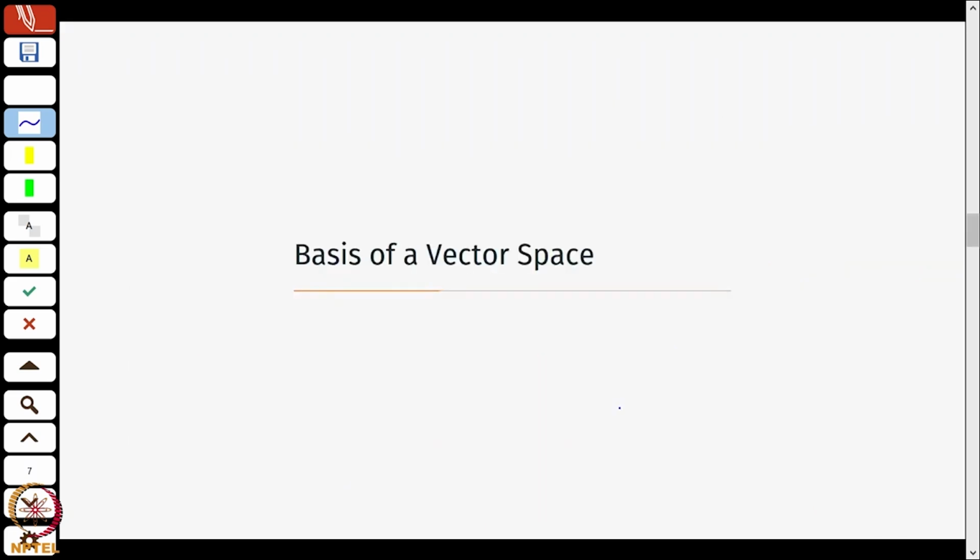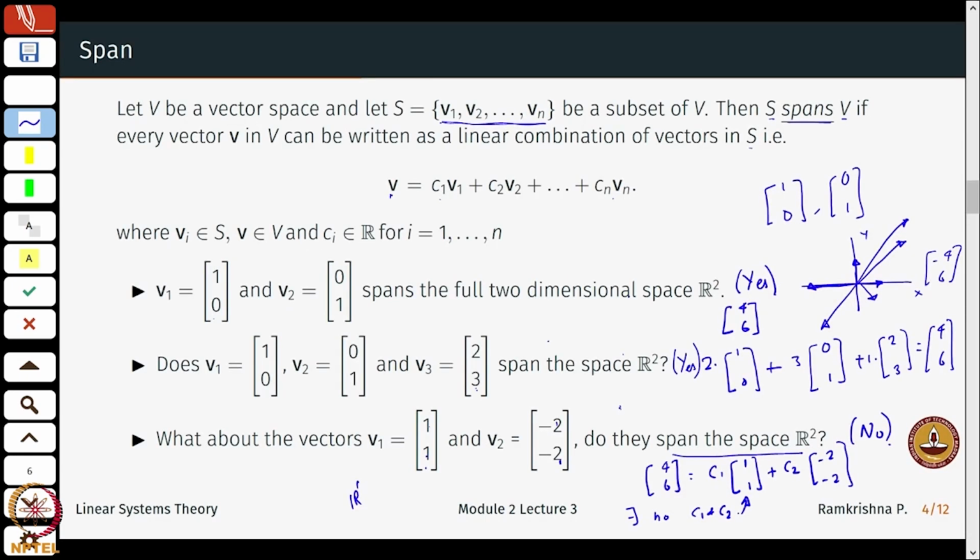So, this leads to something called a basis of a vector space. Something doesn't fit here well. Here I have these 2 vectors that span R2. I can say these 3 vectors also span R2, and if I write one more vector v4, say (1, 1) for example, this will also span R2 and so on. However, if I add another vector here, say (-2, -2), this may not span R2.